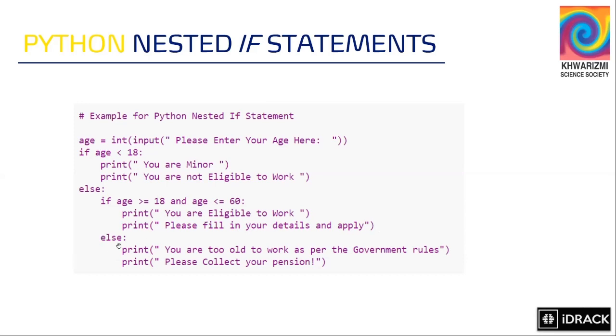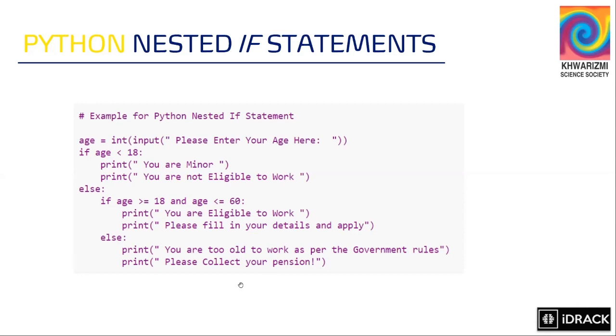And then the else statement. Now this is like when we work with nested if statements. You could call this a nested else statement. So if this returns false, it would go to the else statement, which means that if the user entered an age of, let's say, 65 or 70 or 80, this would return false. It would go here and say else, print, you are too old to work as per the government rules.